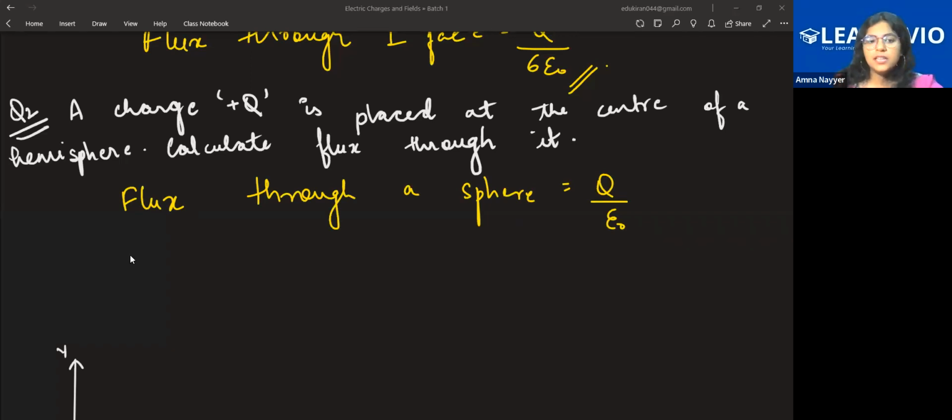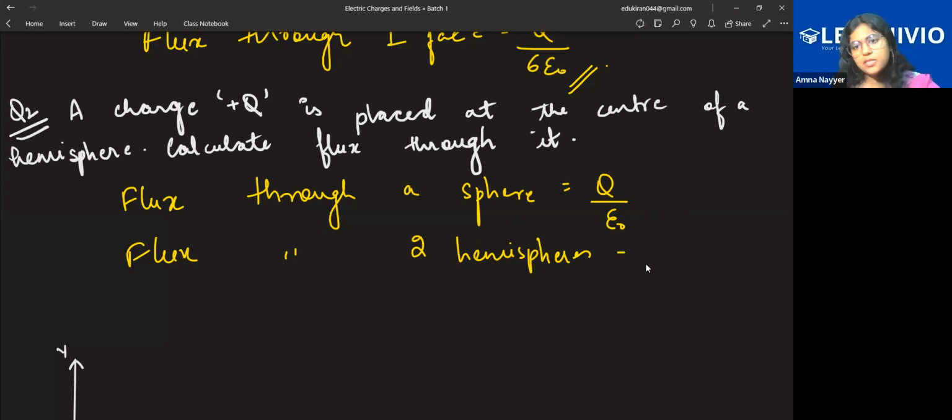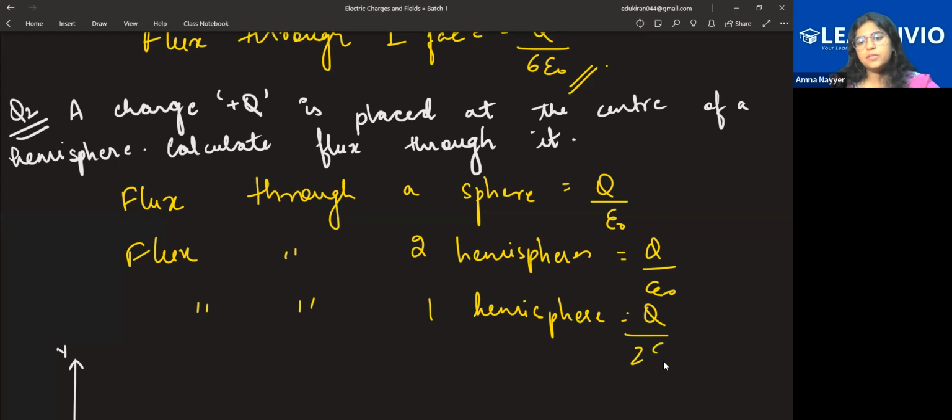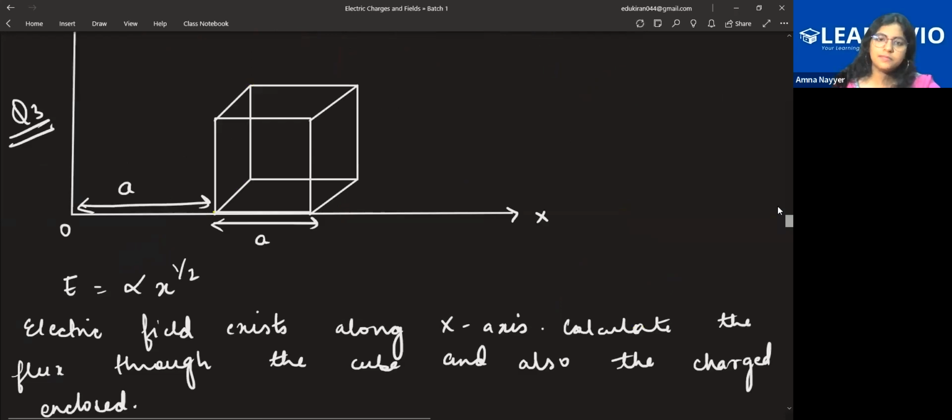So this means flux through two hemispheres is the flux through a sphere. If I write a sphere or I write two hemispheres, both are the same. So two hemispheres will also give Q by epsilon naught. So flux through one hemisphere would be Q by 2 epsilon naught. Quickly write this, then one last question we have to discuss. Write it.